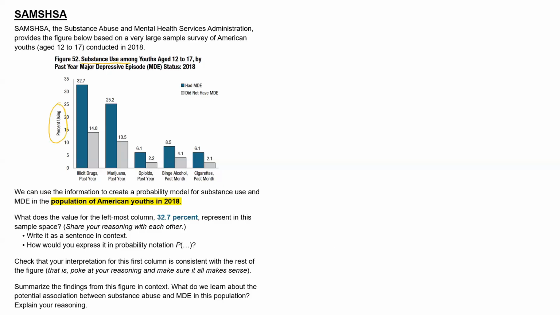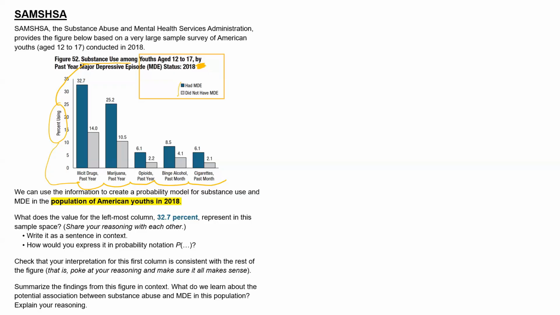And we can see there are a number of different substances listed: illicit drugs, marijuana, opioids, etc. We are also told that the information is by past year major depressive episode, MDE, status. And we have in blue had MDE, and in gray did not have MDE. So that means that substance use will be broken down by whether the person had a major depressive episode or not in the past year.